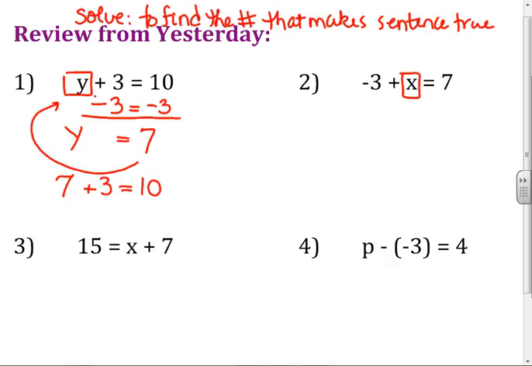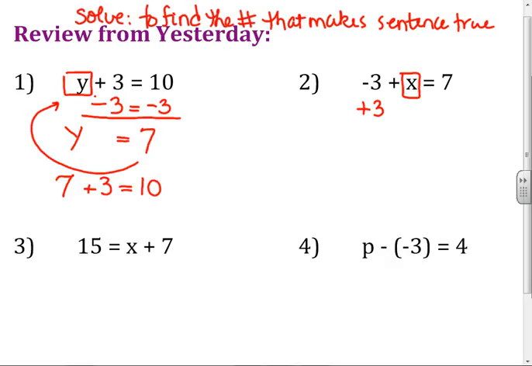I don't want x with a negative 3. Negative 3 is making my life miserable. I'd like to get rid of negative 3. How do I do that? How would I get rid of a negative 3? Yeah, let's add a 3. Does that get rid of a negative 3?